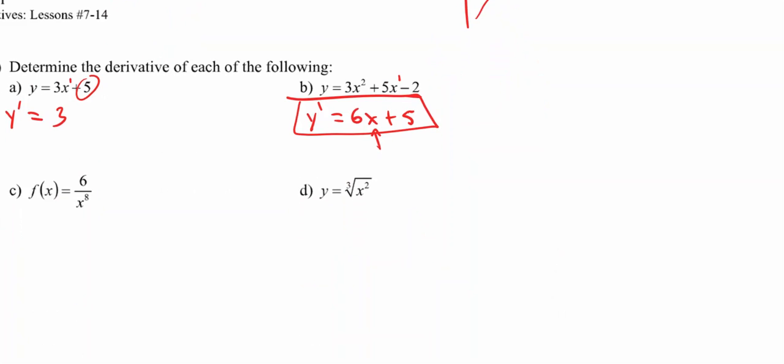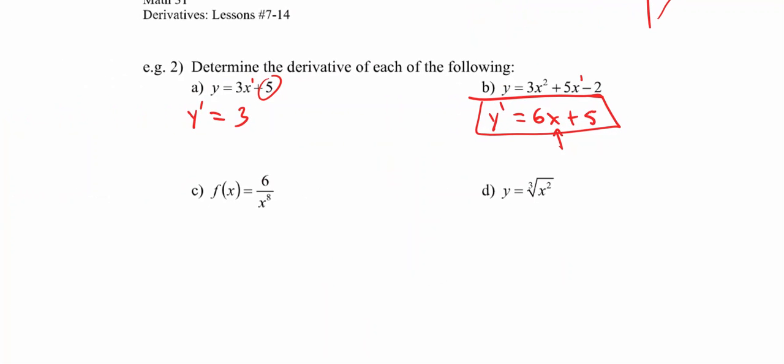Okay, let's do this one. So usually what we're going to want to do, especially now, is rewrite this a little bit different, right? Why don't we write this as f of x is equal to 6 times x to the power of negative 8. That's going to make life a little easier. So now I can say f prime of x is equal to, and we'll stick to the same rule, right? The 8's going to come down.